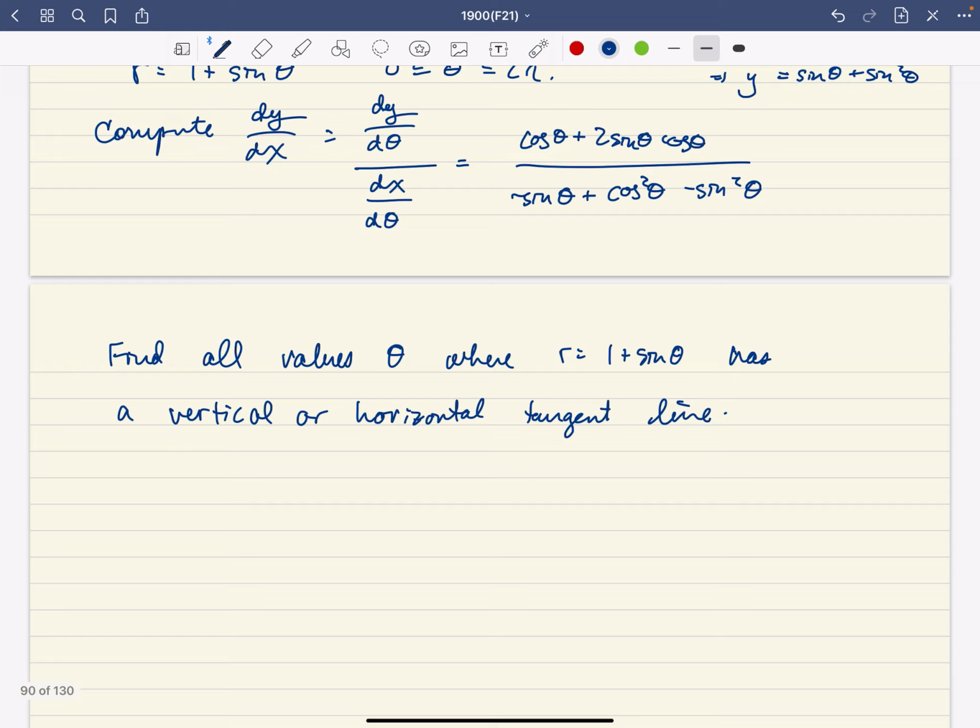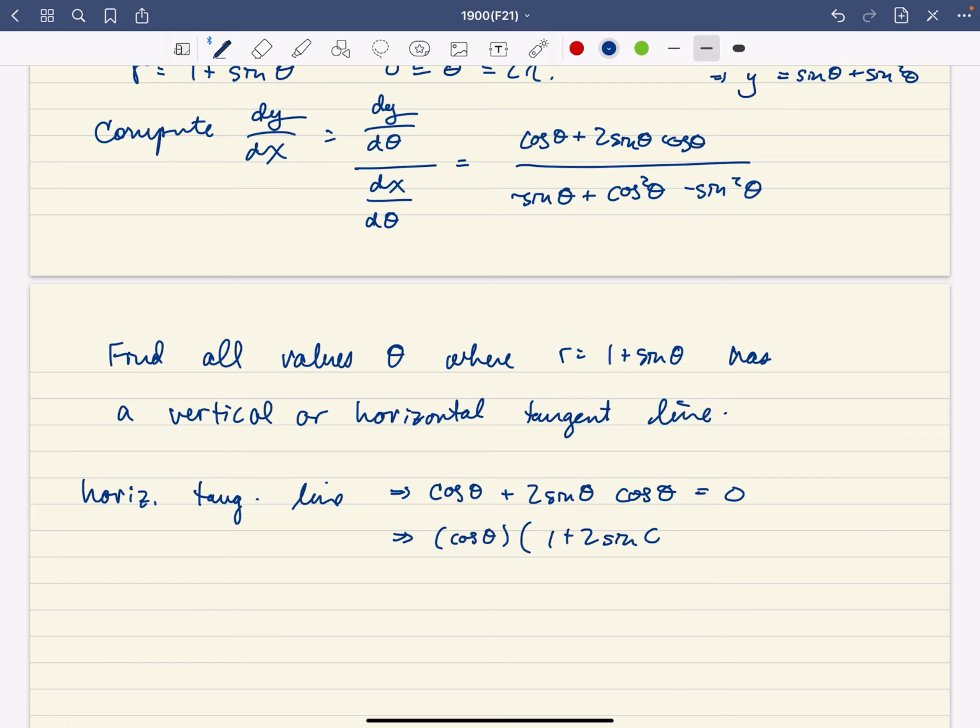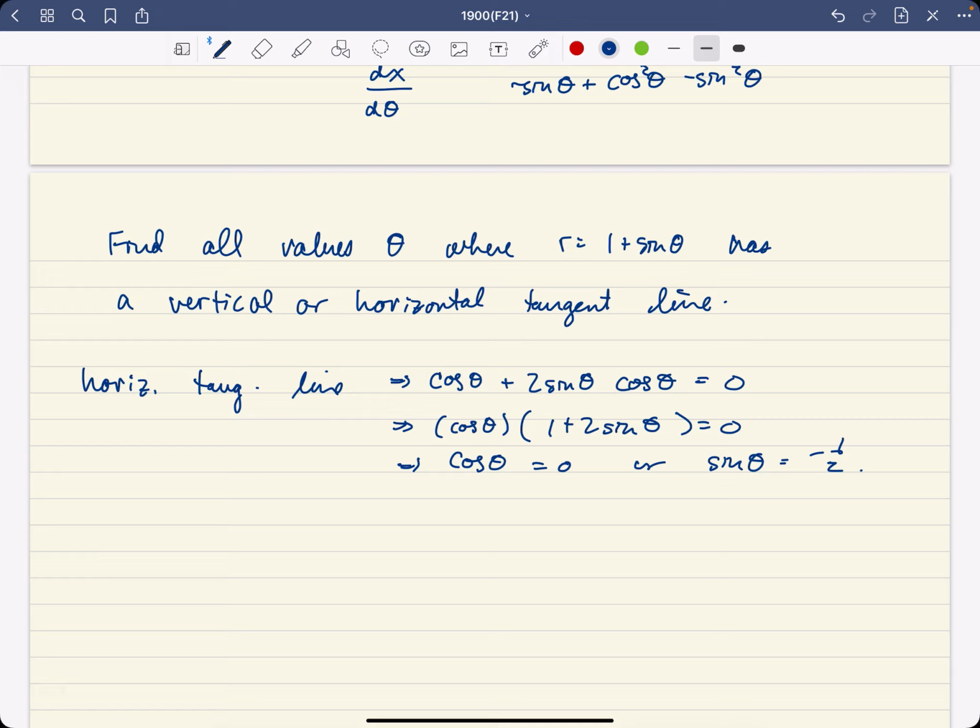Then we want to find all the values where we have a vertical or horizontal tangent line. The horizontal tangent line is going to be the easiest to find. That's going to be when the numerator of the derivative is 0, so when cosine of theta plus 2 sine theta cosine theta is 0. That implies either cosine of theta is 0 or 1 plus 2 sine theta is 0. So that's when cosine of theta is 0 or sine of theta is negative 1/2. And so cosine of theta being 0 happens when theta is pi over 2 and 3 pi over 2.